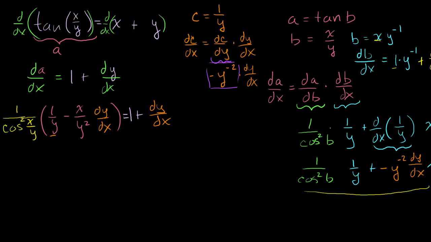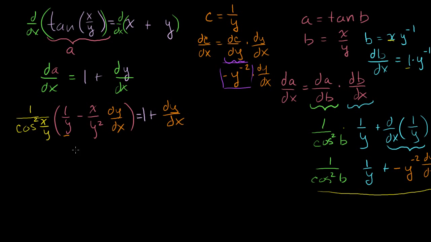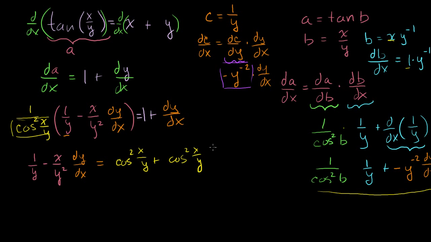So from here on out, it's just pure algebra to solve for our dy/dx. A good place to start is to multiply both sides of this equation times cosine squared of x over y. Obviously, that'll turn into 1 on this side. And the left-hand side will be 1 over y minus x over y squared dy/dx is equal to, I have to multiply both sides of the equation times this denominator right here, cosine squared of x over y plus cosine squared of x over y dy/dx.